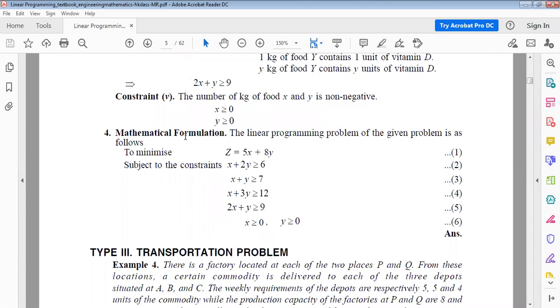So the mathematical formulation, at last, in 4 steps. The linear programming problem of the given problem is as follows: to minimize this Z objective function, and subject to the constraints. There are 4 constraints, remember it, and this is the non-negativity restrictions. So this whole equation 1, 2 up to 6, this whole equation is called what? Linear programming problem. Understand, everybody?